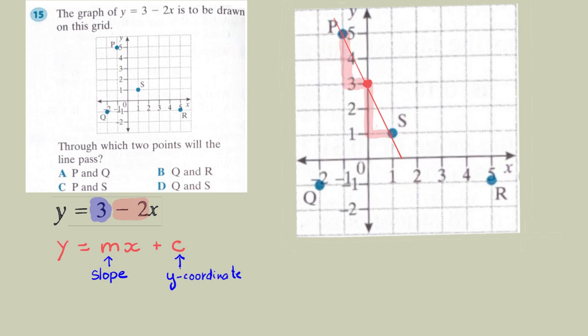This line must go through the points PS. So I'll highlight C and that will be PS. The more prolonged way of doing this is by locating each point P, Q, R and S and substituting it into this equation and seeing if these points hold true for that particular equation. And if they don't, then you discard those 2 points, and if they do, then these are the points that will go through the line.